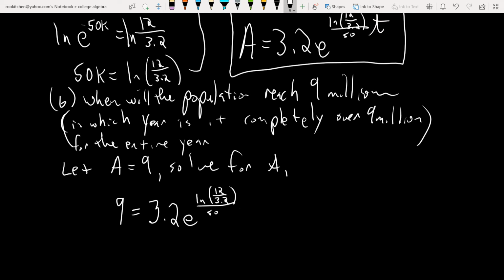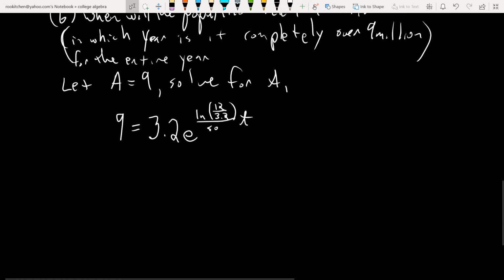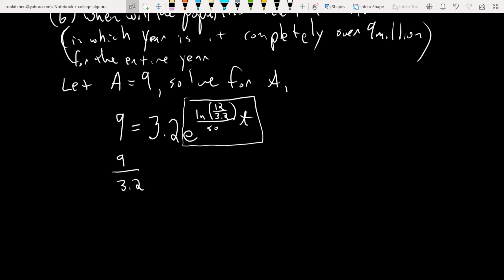50 times t. So we've got to solve for t here. And it's just an exponential equation. We want to isolate the exponential part, then do logs on both sides, yada, yada, yada. So 9 divided by 3.2 is e to the ln of 12 all over 3.2 all over 50 t. And then we can take ln's.